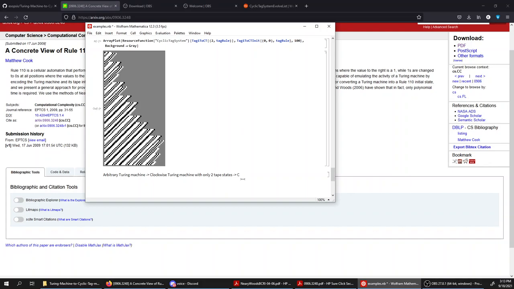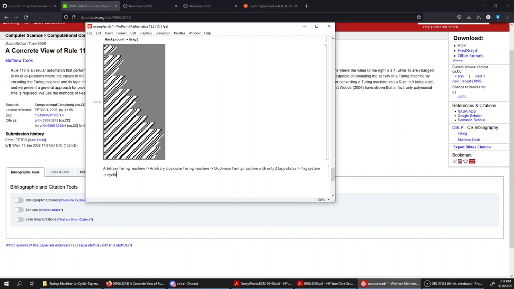Sorry about my capitalization, whatever. Okay, arbitrary clockwise Turing machine with only two states. Then the tricky step is that it goes to a tag system and then cyclic tag. I'll go backwards and show you how you go from tag to cyclic tag, and then this one to this one, and so on.